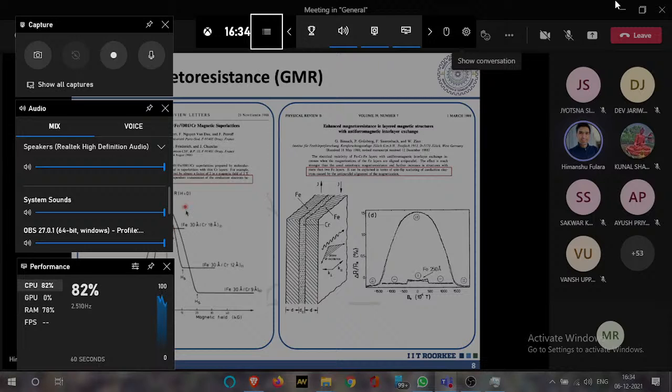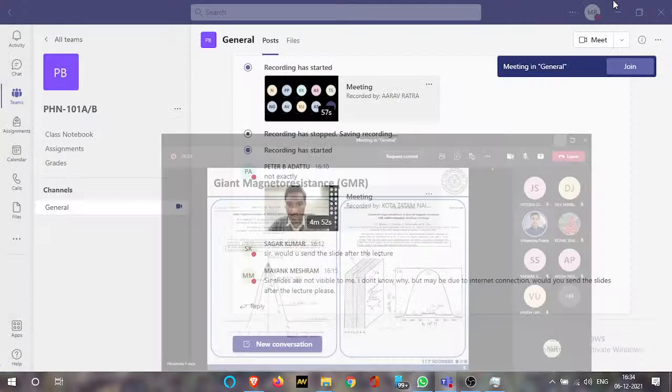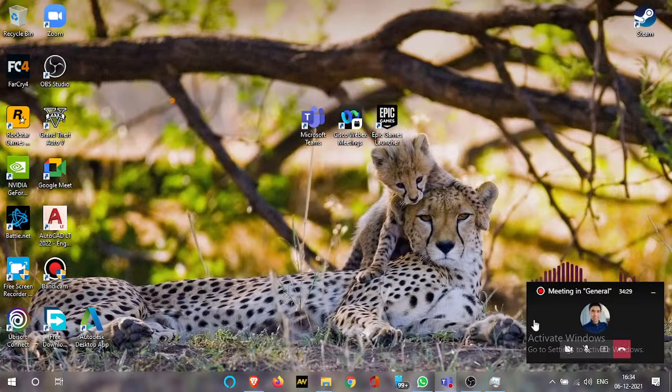If you look at this change, this is for a thickness of 30 angstrom and 18 angstrom. But when they reduced the thickness of the chromium layer from 18 angstrom to 12 angstrom, the change gets even more than double. And if you reduce the thickness further to 9 angstrom, you see the change from here to here is almost 4 or 5 times. So for this particular multilayer structure, the resistance change is very high.